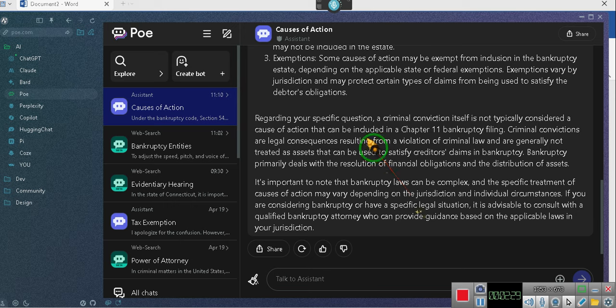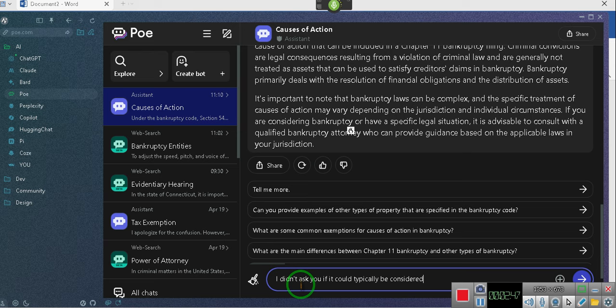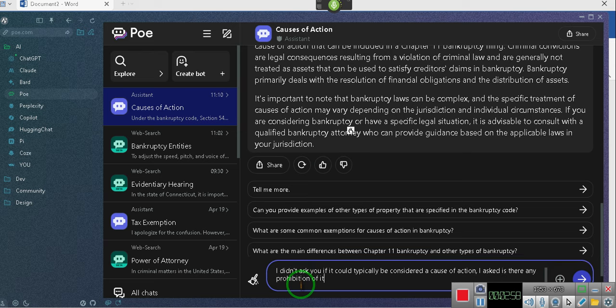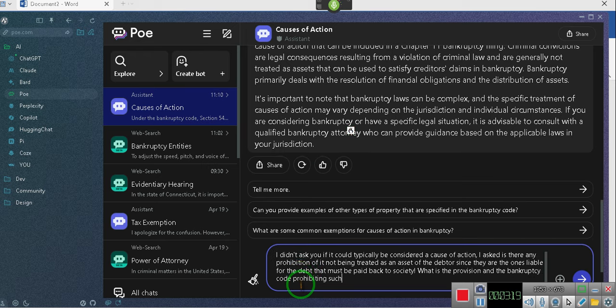Regarding your specific question, and why didn't you just get to my question? I didn't ask you about all of that. A criminal conviction in itself is not typically considered a cause of action. Wake up! I didn't ask you if it could typically be considered a cause of action. I asked, is there any prohibition of it not being treated as an asset of the debtor, since they are the ones liable for the debt that must be paid back to society? Exclamation mark. What is the provision in the bankruptcy code prohibiting such? Question mark.